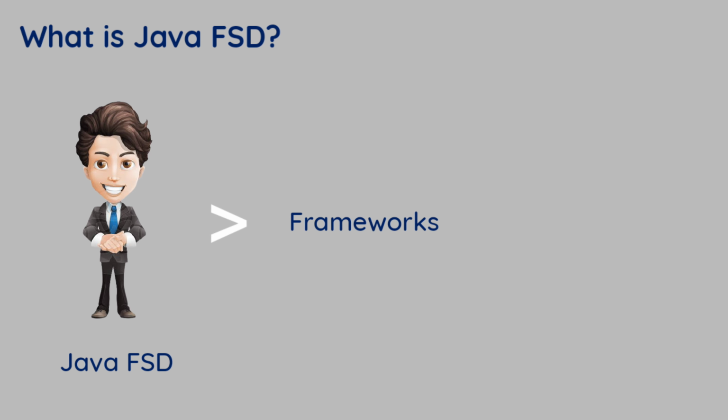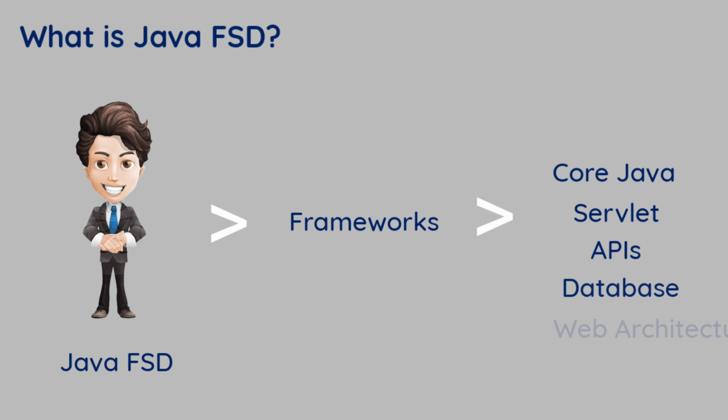The tools which are used for Java full stack development like core Java, servlet, APIs, database, web architecture, and so on. Okay, so these full stack developers should be aware of this. A full stack developer can build whole applications including front end, back end, database, API, servers, and version control.